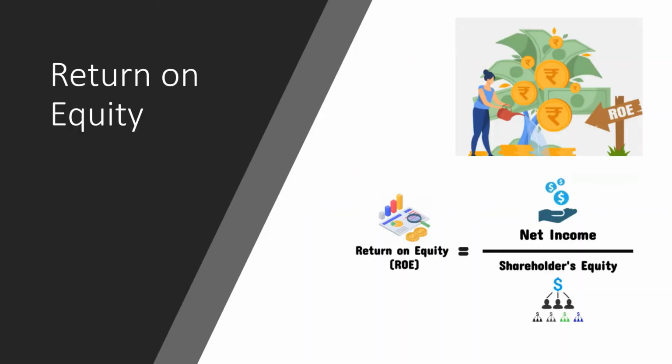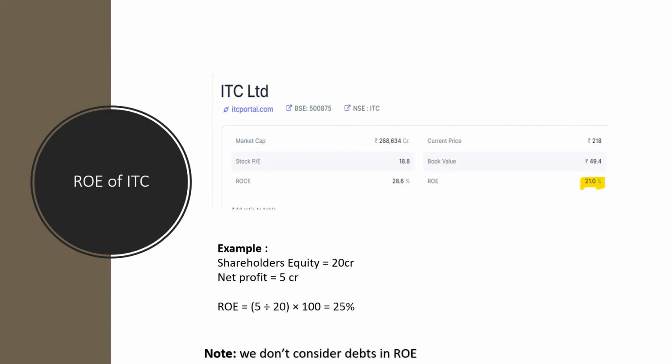Now we will see what is return on equity. Suppose you are a shareholder of the company and you are interested to know how much returns the company is generating on the equity. The formula for ROE is net profit divided by shareholders' equity. In ROE, we won't include debts taken by the company. For example, the shareholders' equity of a company is 20 crores and the net profit in the financial year is 5 crores. Then ROE will become 25%.